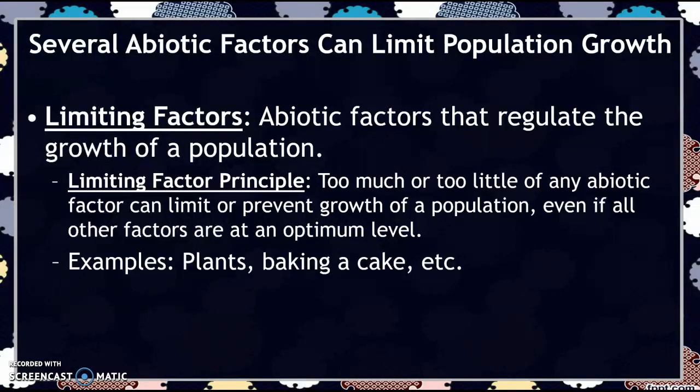Baking a cake kind of works the same way. If you have all of your other ingredients, but all of a sudden you realize you ran out of flour, your cake is not going to come out like a cake. It's going to be like a flat, hot mess. So you need to have all of those factors to be in the optimum range, or their range of tolerance, in order for things to actually grow, survive, and reproduce.